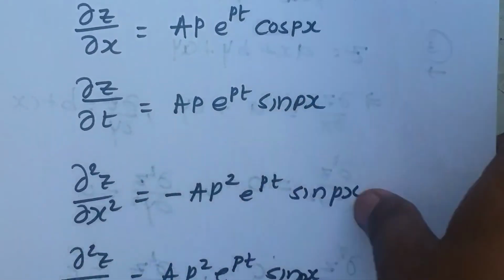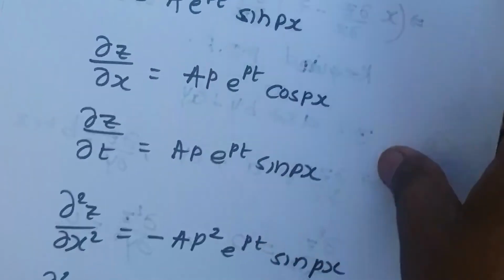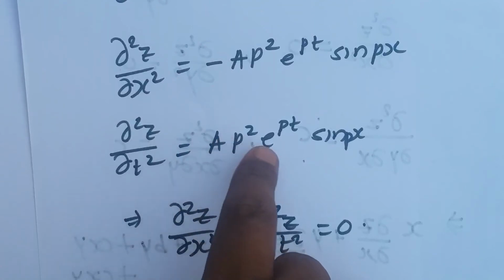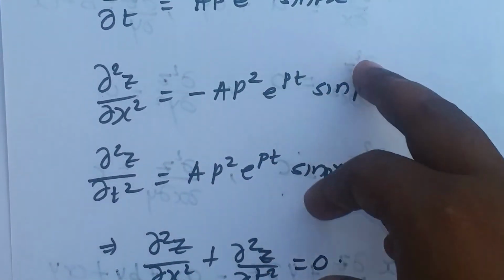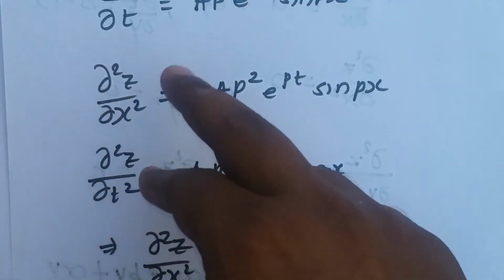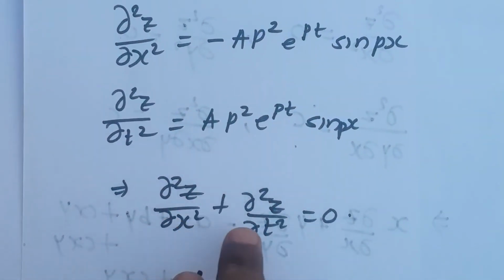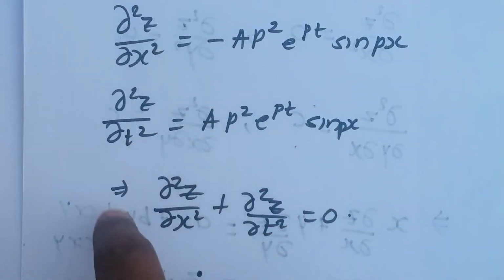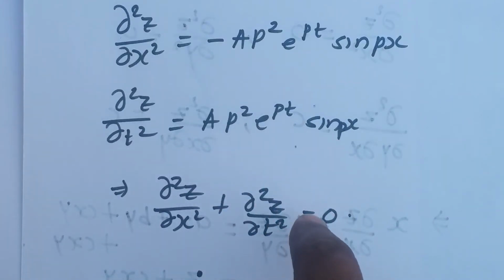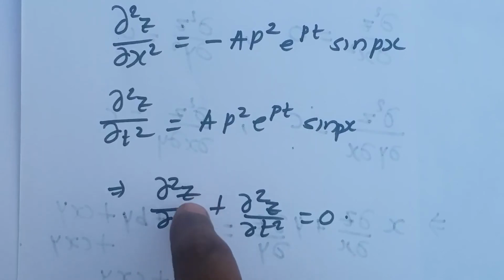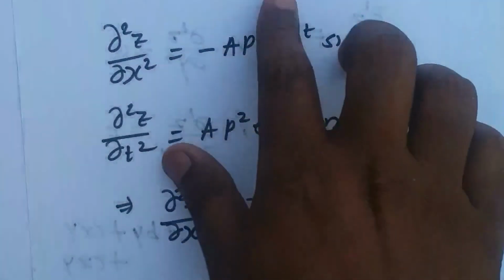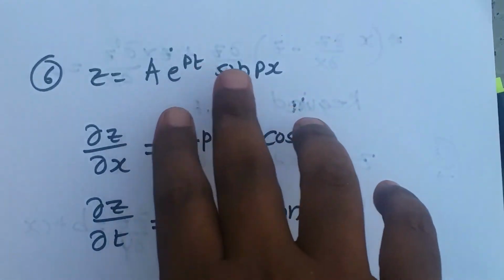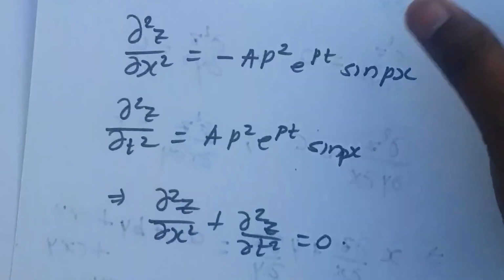Now again I have differentiated the second equation with respect to t one more time. So I got ap square e raised to pt sin px. Now if you see the right hand sides, they are the same but with opposite sign. So if you add these two equations, we'll get the right hand side equal to 0 and we'll get a differential equation free of arbitrary constants, which is the second order partial differential equation: del 2 z by del x square plus del 2 z by del t square equal to 0. So for this example, even though it has two arbitrary constants, we got a second order partial differential equation.